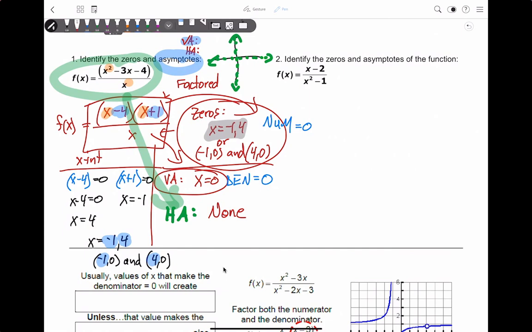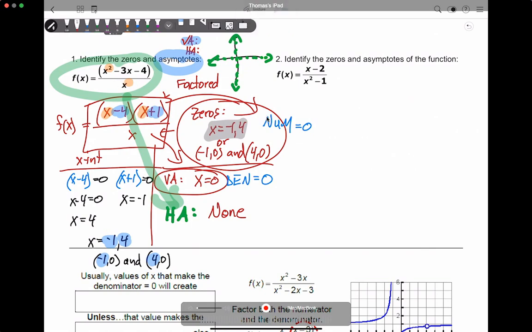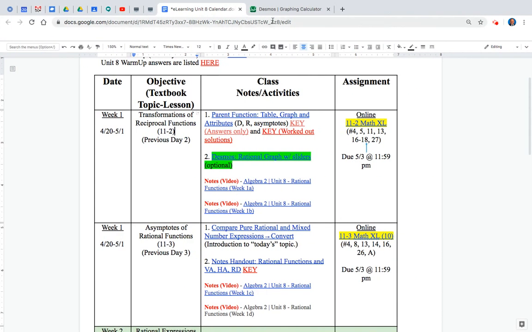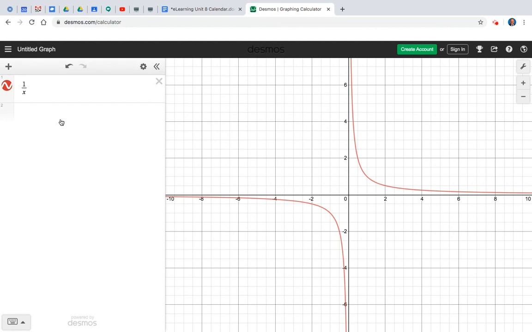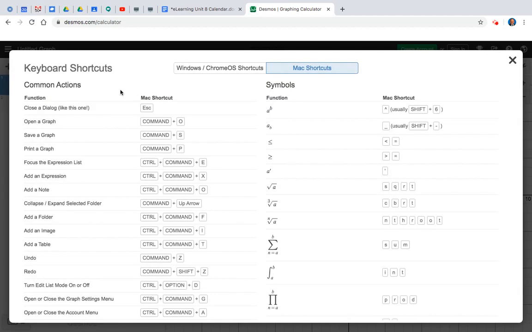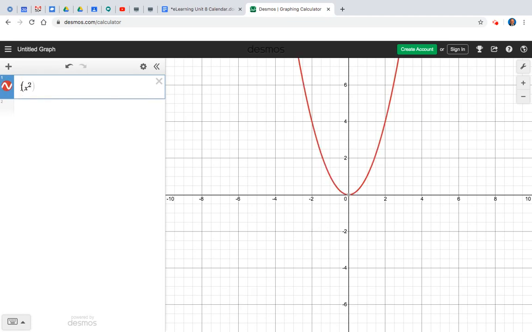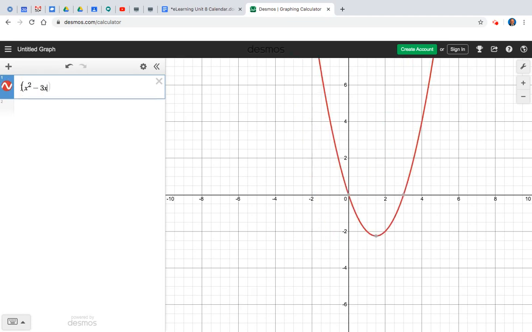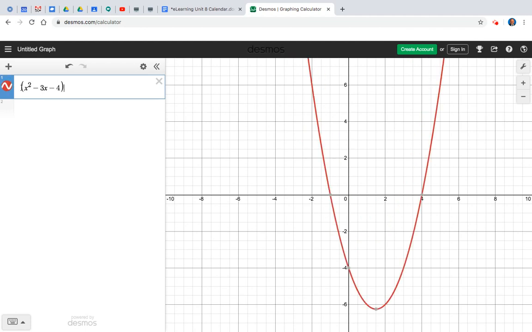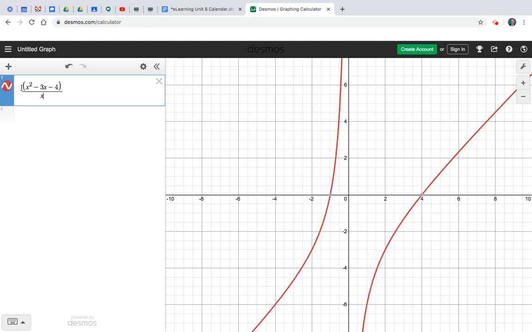If I were to go to Desmos and put in this equation, let's verify these pieces just to make sure that they are accurate. Let's take off our standard default, and we're going to put something that looks like this: x squared minus 3x minus 4, all divided by x. Now we don't need these parentheses.